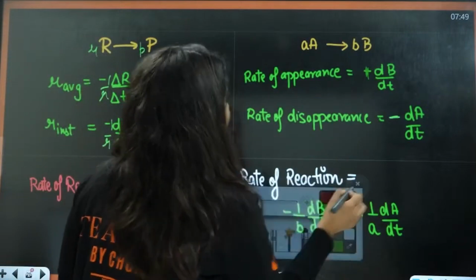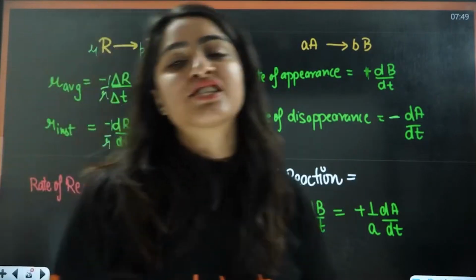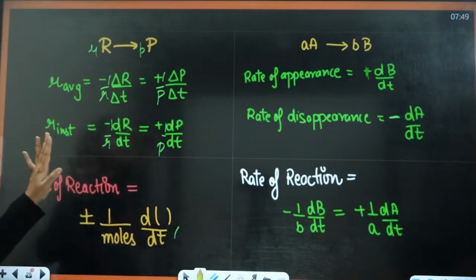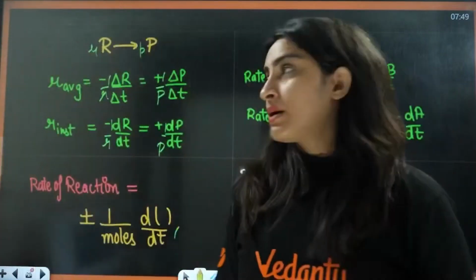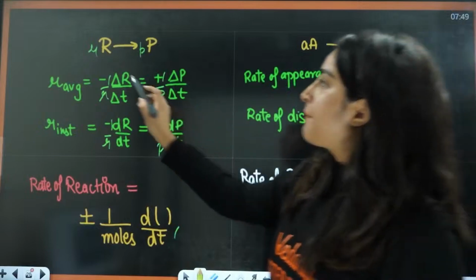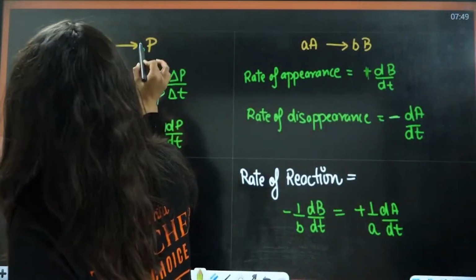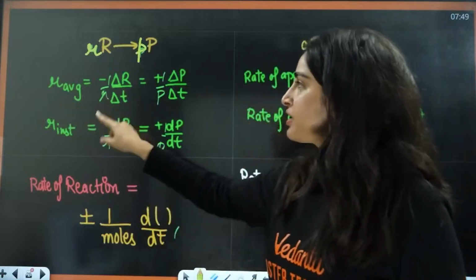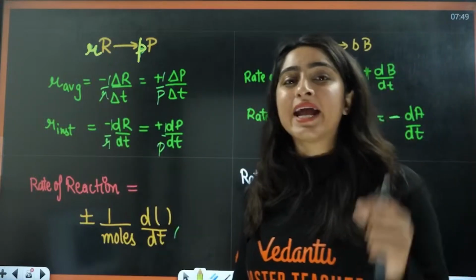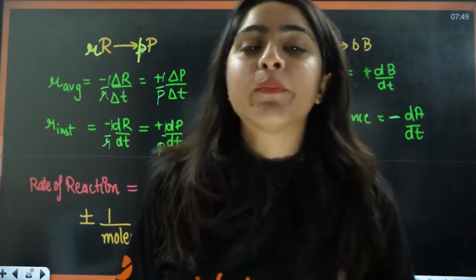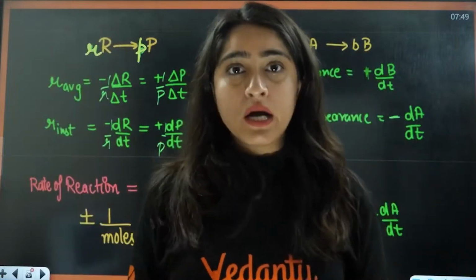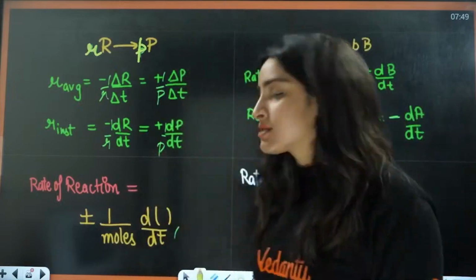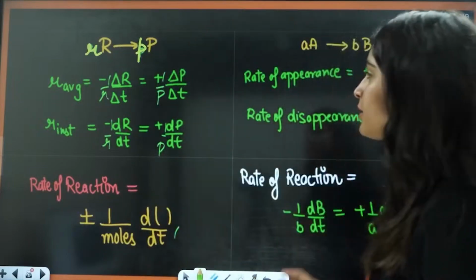The next chapter is chemical kinetics. A very simple, very easy chapter. There are 2-3 things that you must know. For example, you have this kind of reaction, with product P. If you want to calculate the average rate, the rate of reaction is divided by the number of moles, whereas the rate of appearance and disappearance is not divided by the number of moles. That is the main point here.